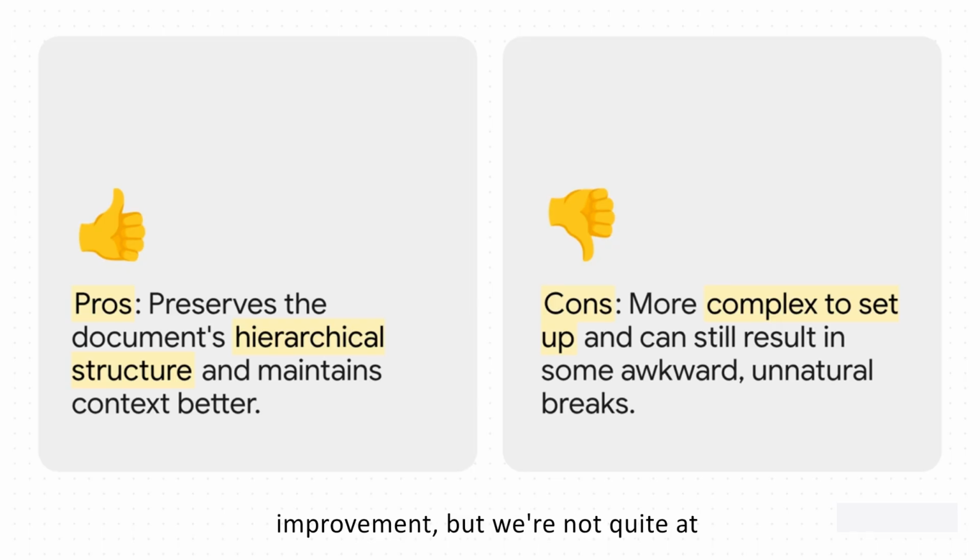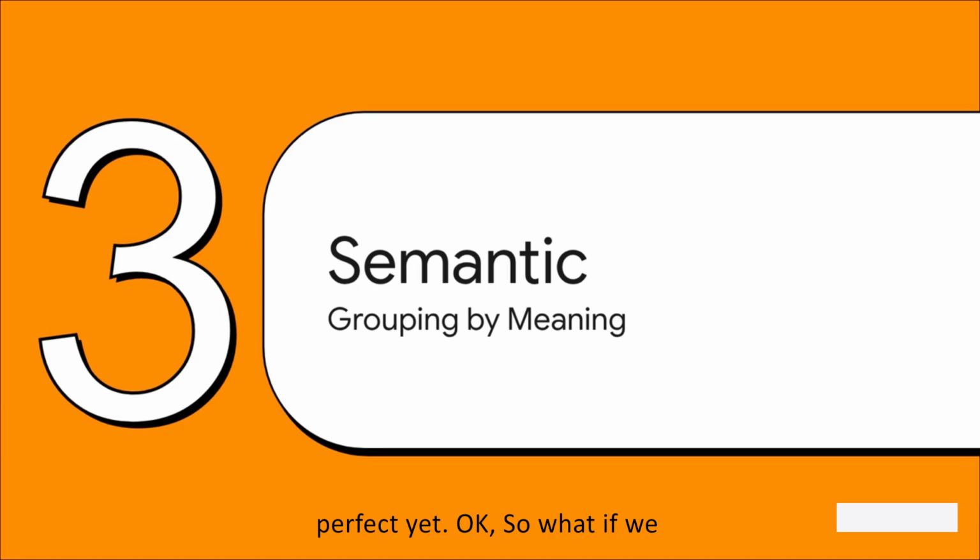So it's definitely an improvement, but we're not quite at perfect yet. Okay, so what if we just stopped thinking about structure altogether? What if we focused on what the text actually means? Now that is the revolutionary idea behind our third strategy, semantic chunking.